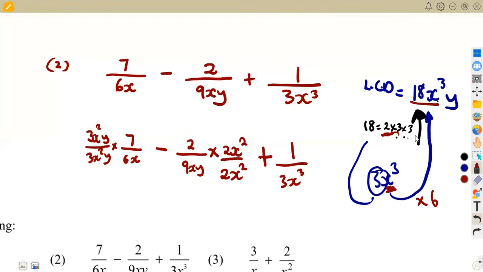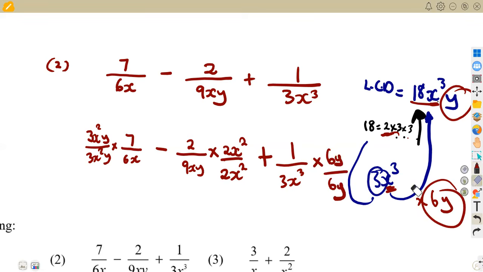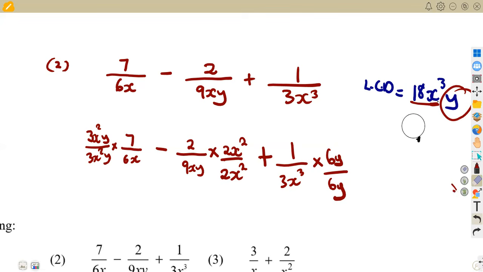Already I've got x to the exponent of 3, which is this one. What I do not have there is a y. So I'm going to multiply by 6y. So the moment I multiply this by 6y on top, by 6y below like this, it means we are having 18x to the exponent of 3y. That is what it means.